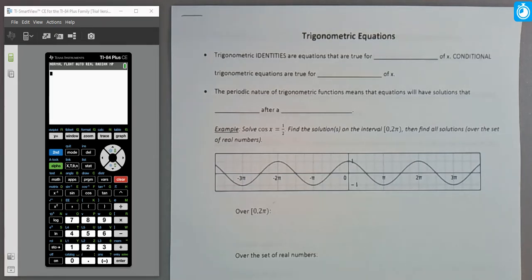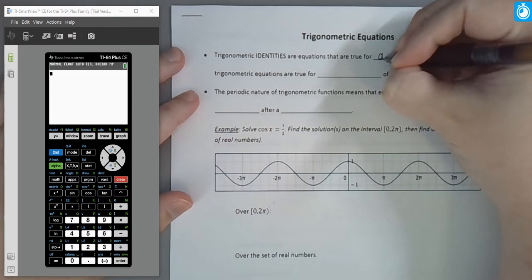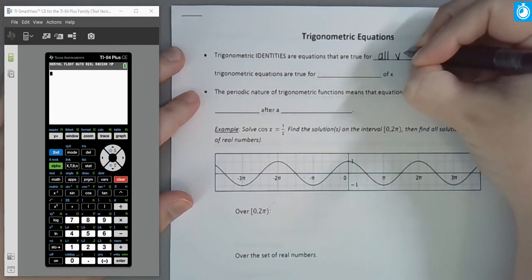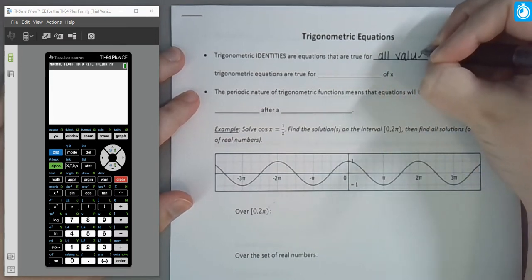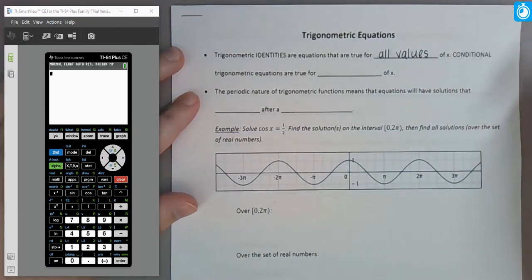In this video, we're going to learn how to solve equations involving trigonometric functions. So we've actually looked at some trig equations so far, but they were trig identities specifically. Trig identities are equations that are going to be true for all values of x, or at least all values that are within the domain of the functions involved in the identity.